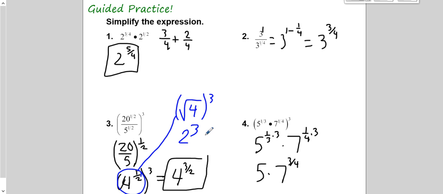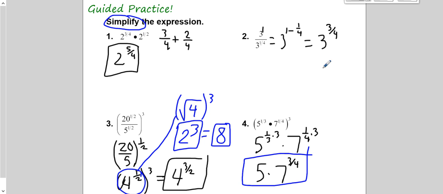So they might take 2 cubed, but 2 cubed we also know is 2 times 2 times 2. So that's 8. I'm not sure which version of the answer they're going to want. To completely simplify it, final answer for this one should be 8. 2 to the 5/4, that's as far as it goes, and same with these other answers. Not any choices there.